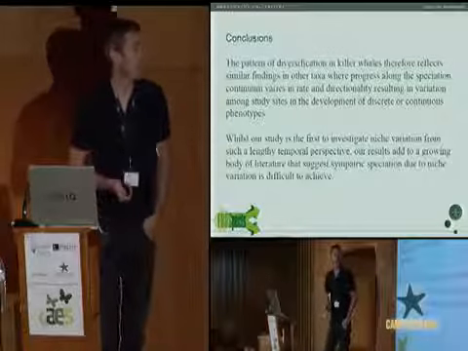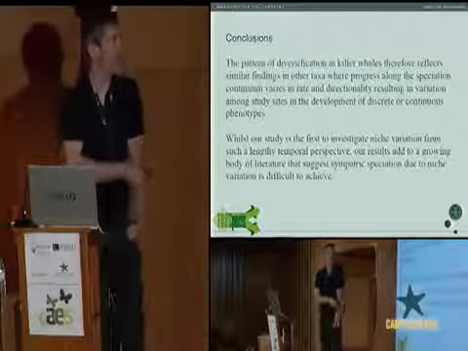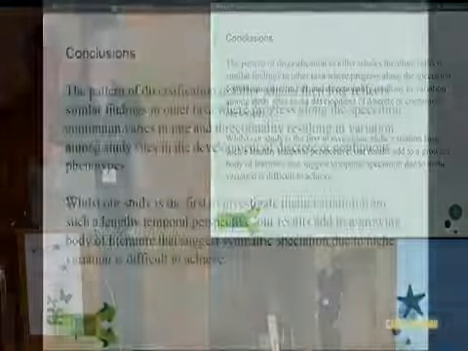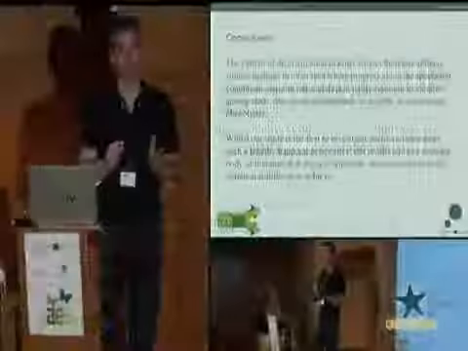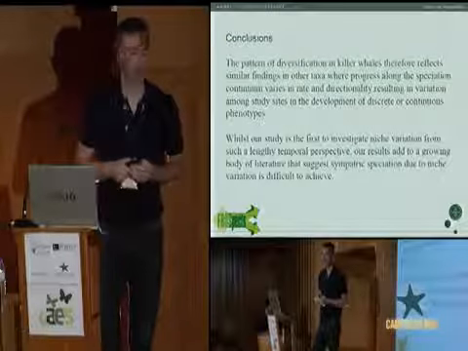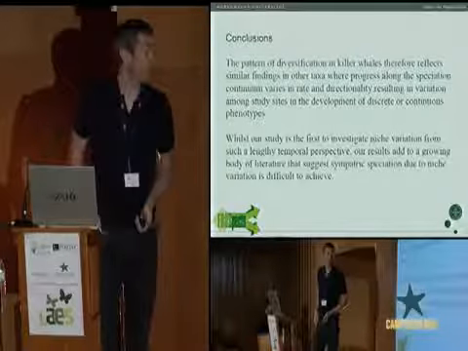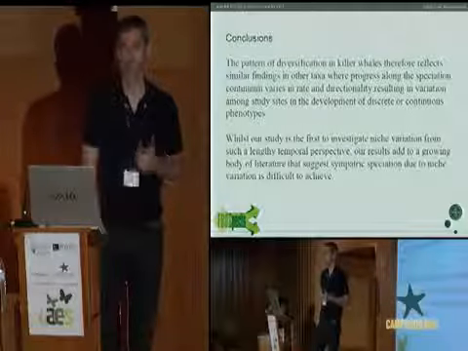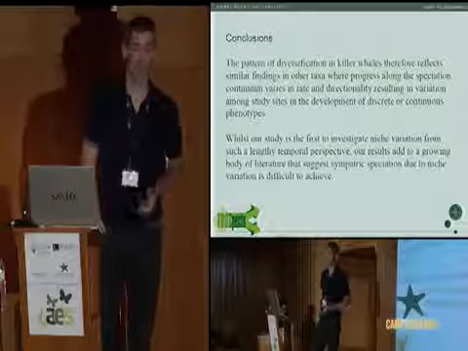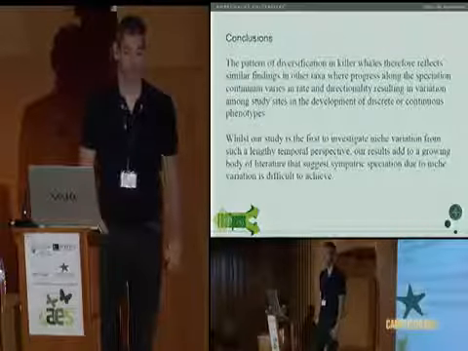And so just quickly in conclusions, I've written far too much there, but to quickly summarize it, what this shows is that killer whales span this sort of speciation continuum. And I think that's something that's coming up more and more as people look at more and more study sites, that they find varieties from very discrete phenotypes to continuous phenotypes and everything in between. And also, I think this study shows that it's difficult for sympatric speciation due to, say, niche variation to move forward to completion.